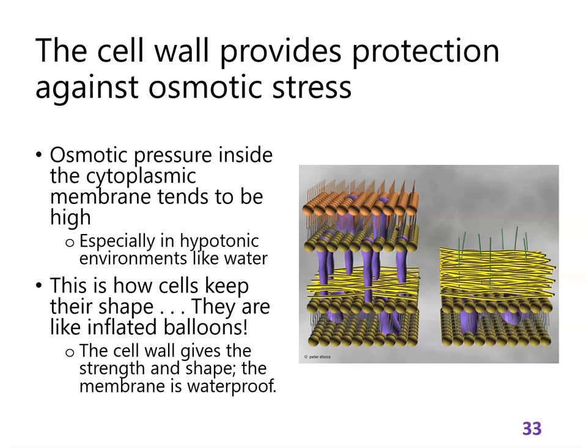They give the cell strength, while the membrane gives the cell waterproofness. And what this slide is telling you is that most bacterial cells have a lot of osmotic pressure inside them. And that's how they actually keep their shape. They're kind of inflated like balloons. So there's constant pressure pushing out on the bacterial membrane. If that happened to one of your cells, that cell would rupture. But a bacterial cell has to be able to handle that pressure.